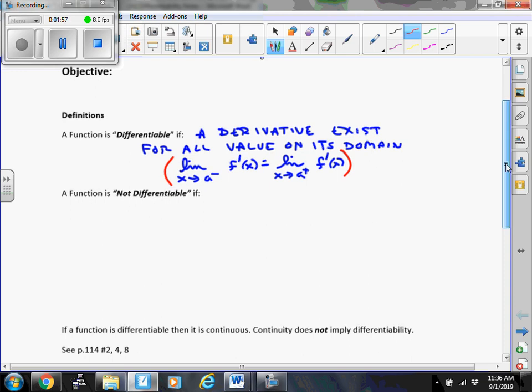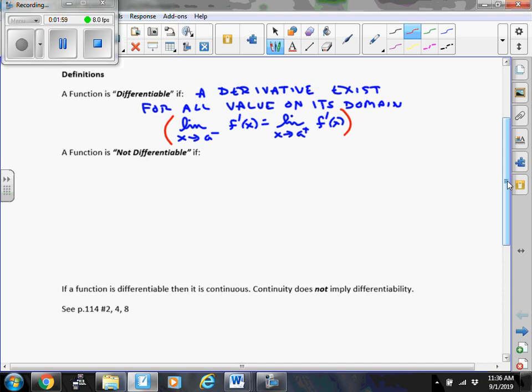The catch-all is it's usually differentiable everywhere. So what we do is we focus on where it's not differentiable. There are four key places that we would find things that are not differentiable. One is at corners. Any corner is not differentiable.